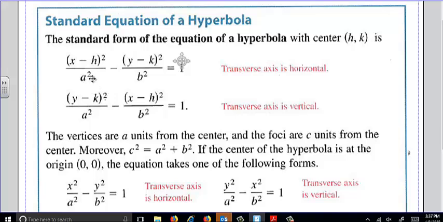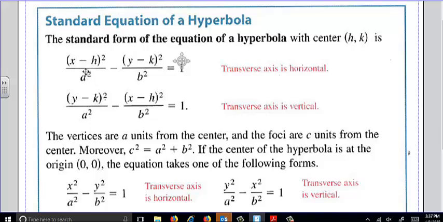And from this, you can find the vertices. The vertices are always in the direction of the positive term. In this case, x is the positive term, positive sign out here, so a goes with that. If y is the positive term, then a goes with that.